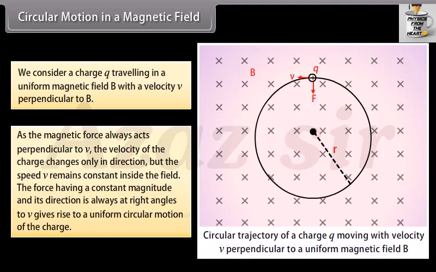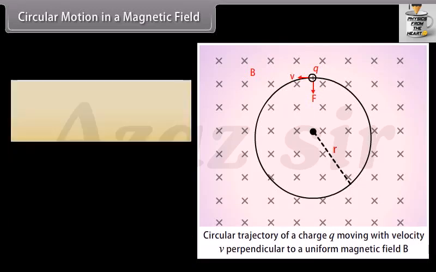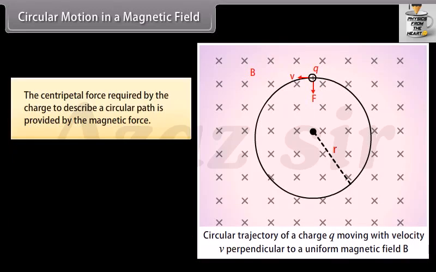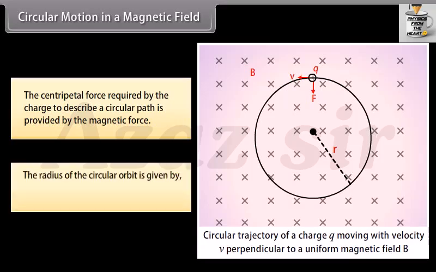The force, having a constant magnitude and its direction always at right angles to v, gives rise to a uniform circular motion of the charge. The centripetal force required by the charge to describe a circular path is provided by the magnetic force. The radius of the circular orbit is given by mv / qB.